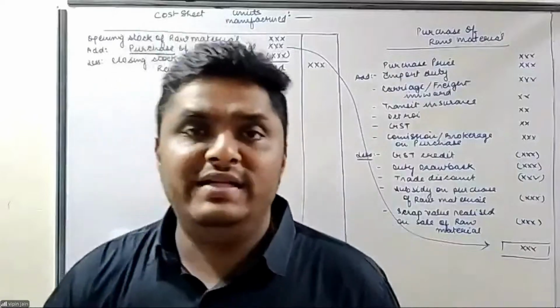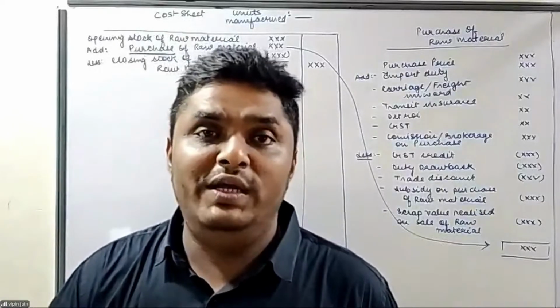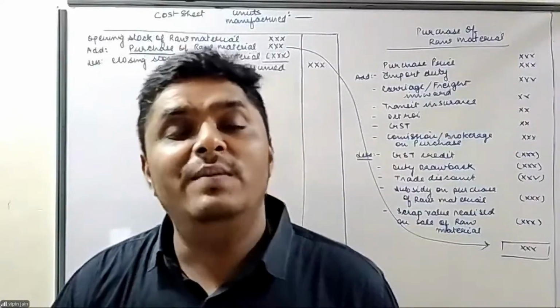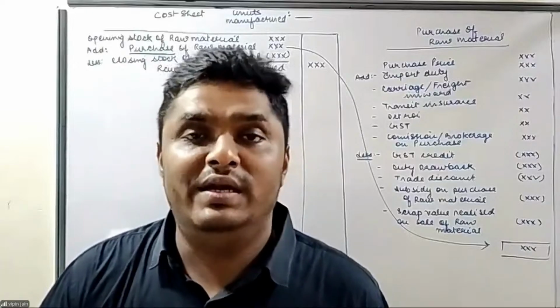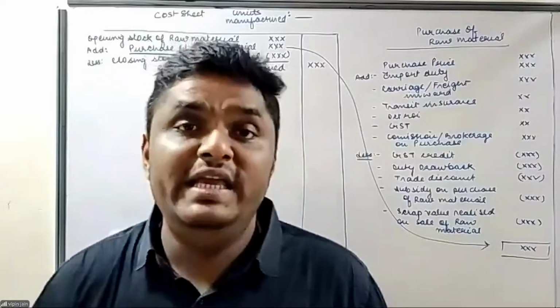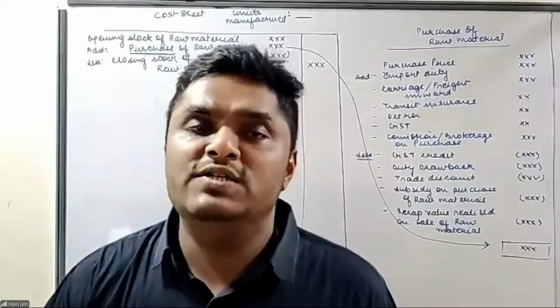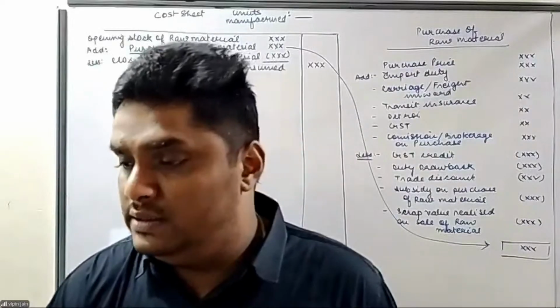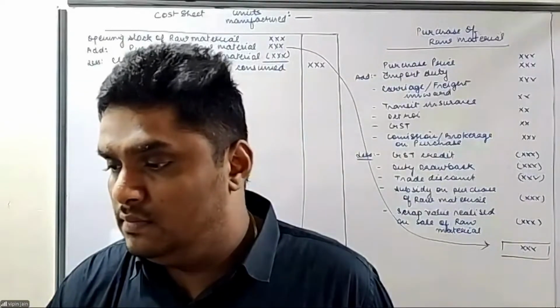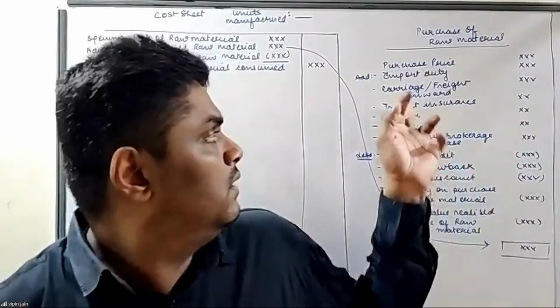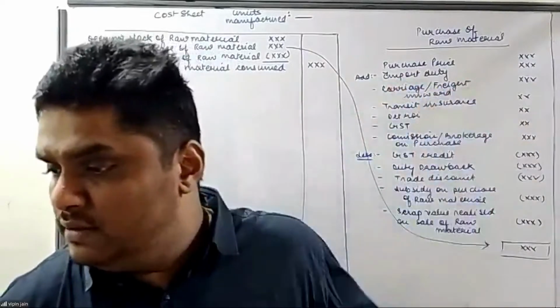Now, duty drawback. Generally, if we pay import duty, we get the credit of the import duty paid. We call it duty credit. DEPB, duty entitlement passbook, or duty drawback, whatever it is. This is transit insurance.